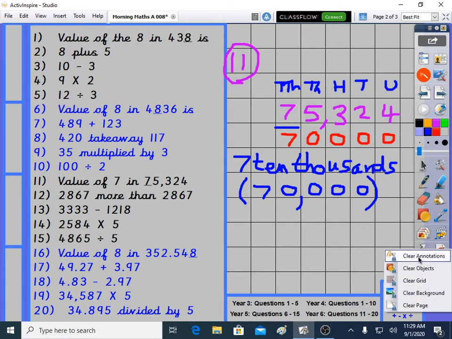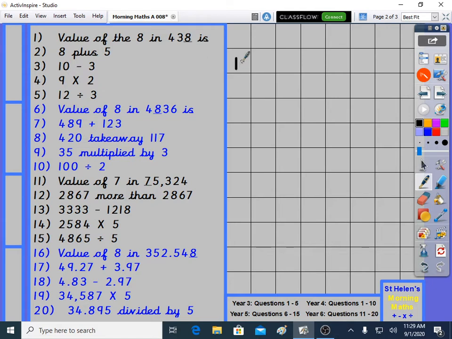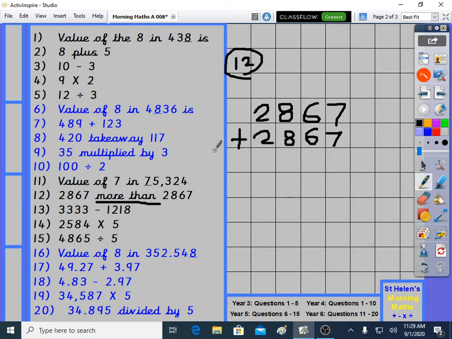Question 12. We've got a more than, just like we had yesterday. It's not the same question, the numbers are different, but it's a more than, which means plus. Hopefully you're learning that more than means plus. But watch out for the trick question, how many more, because that actually means minus. But more than means plus. 2,867 more than 2,867. So we're going to add them. This is actually the same as doing 2,867 times 2. But we're doing plus, we'll stick with plus.